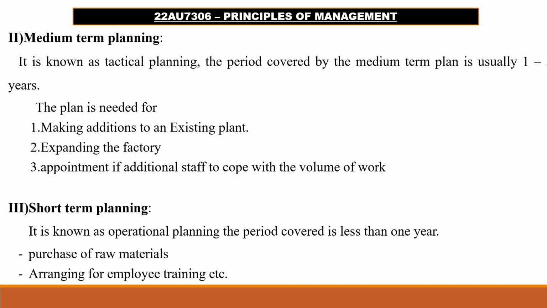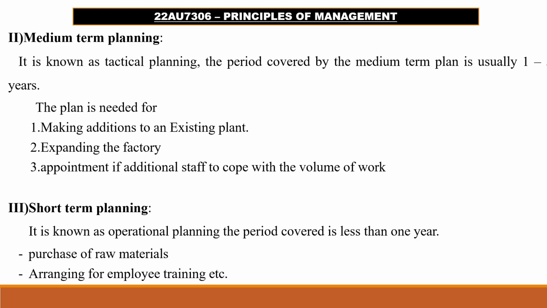Next type, midterm planning. It is also known as tactical planning. The period covered by the midterm plan is usually 1 year. The plan is needed for making additions to an existing plant, expanding the factory, appointment of additional staff to cope with the volume of work, and finally short term planning.